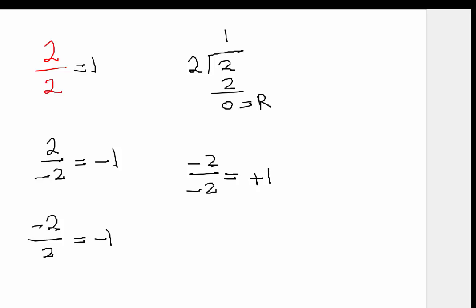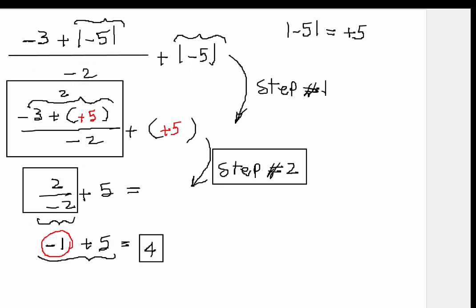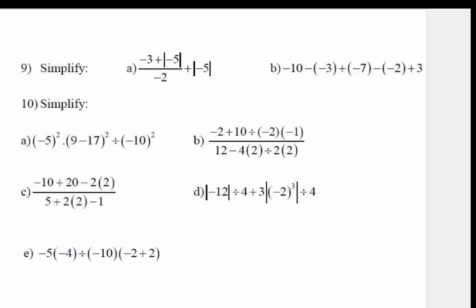Okay, I see a check mark next to everybody's name, so I'm assuming that everybody is following this okay now. So everybody okay with -1. So -1 plus 5 is equal to 4, and that was the last step then. Okay, good. Looks like everybody is okay with that. Okay, that was number 9. Actually, it was 9A.